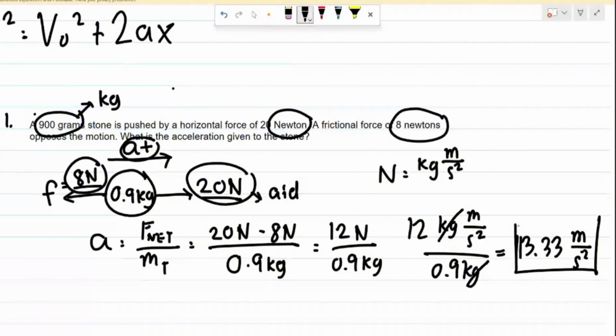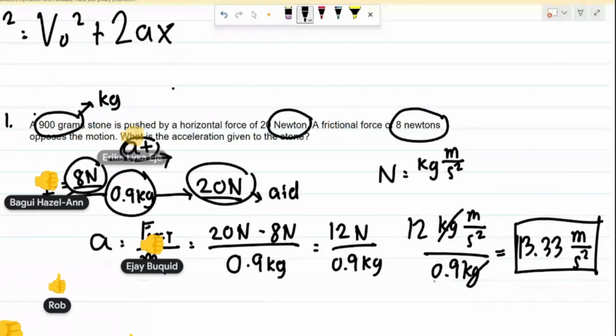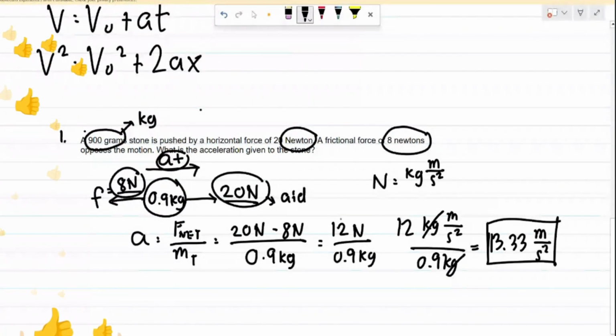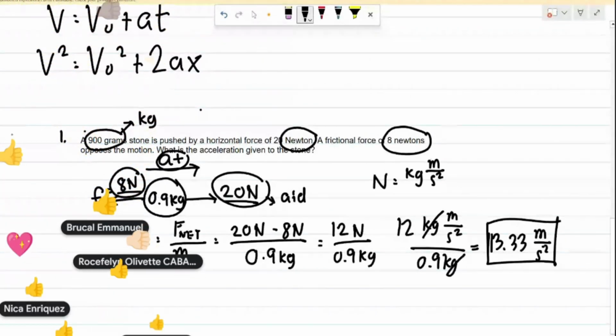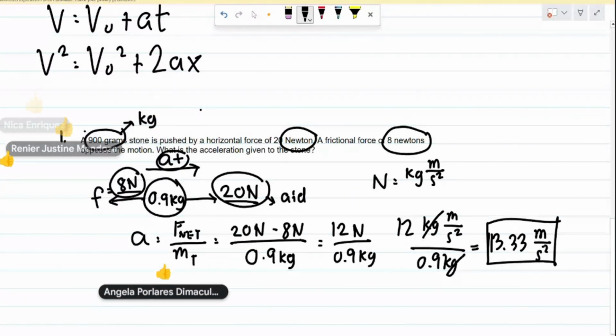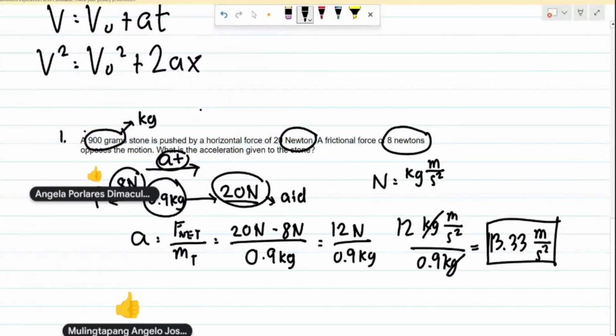Okay, sorry. Nagkakaintindihan po ba tayo? Any question regarding our first problem? Kanino pong kamay yun? Sorry, hindi ko lang na-see. Sarah, is that your hand?